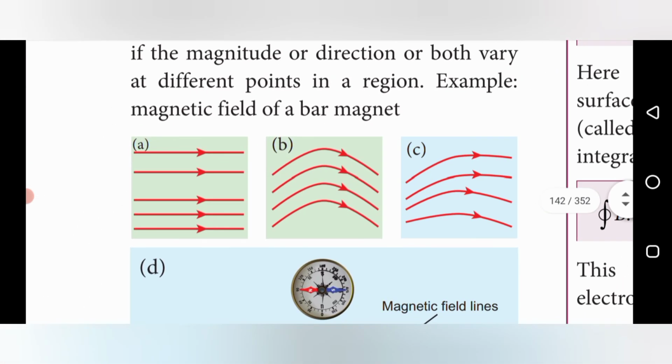Now the non-uniform magnetic field. Here picture A shows that the magnitude is different, but it goes in the same direction. In picture B, it is a curved line, and C has irregular lines. These are all considered non-uniform magnetic fields. We will continue in the next class.